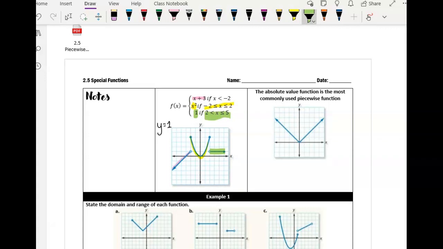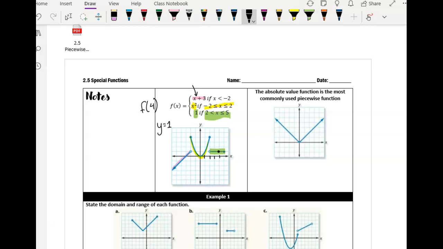So if I asked you, what is f of 4? Well, I'm not going to plug it into this one because this is only when x is less than -2. I'm not going to plug it into x squared because it's only for values that are between -2 and 2, and 4 is not between that. So when x is 4, and I can even see here on the graph, 1, 2, 3, 4, I can see that the output is 1.